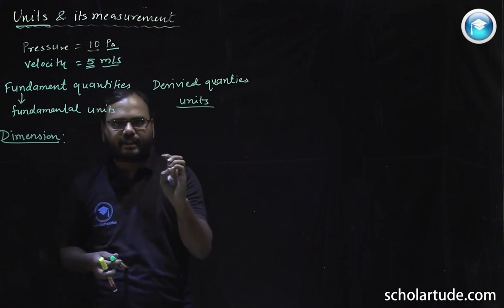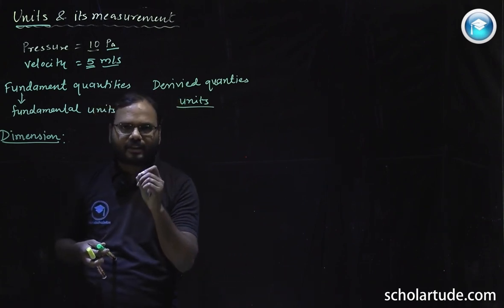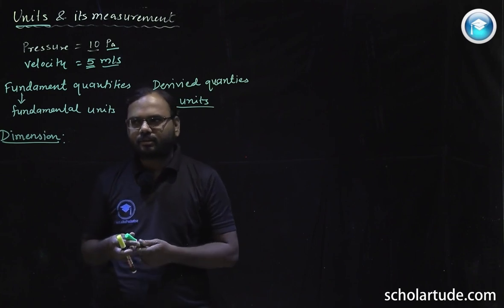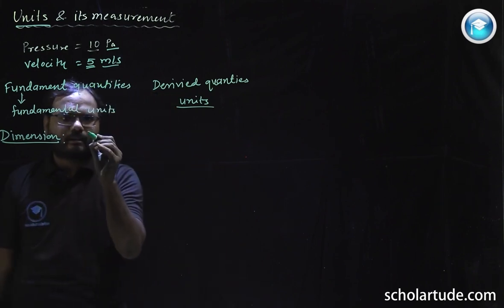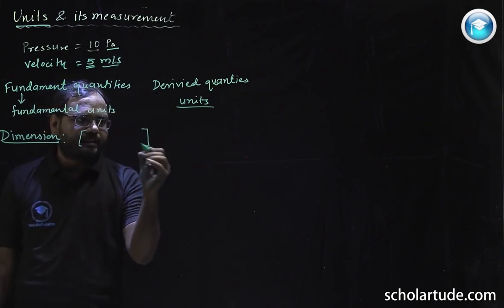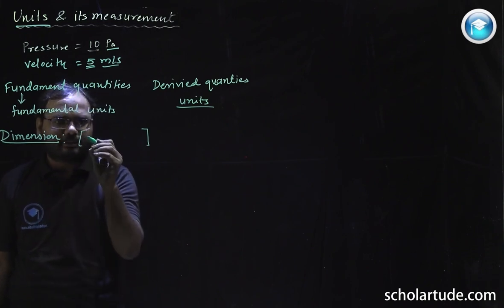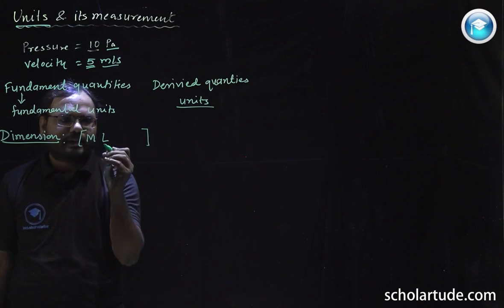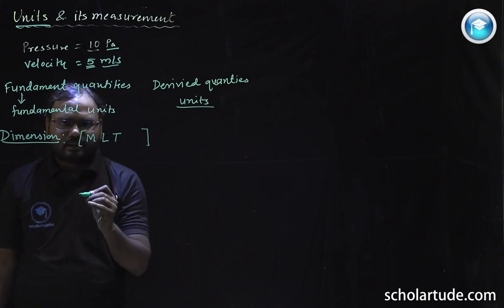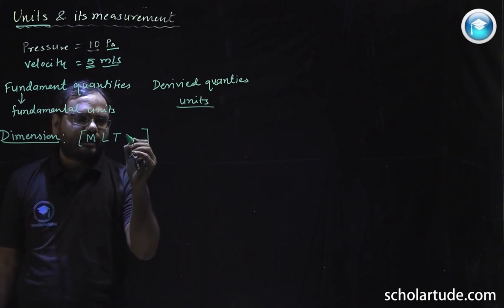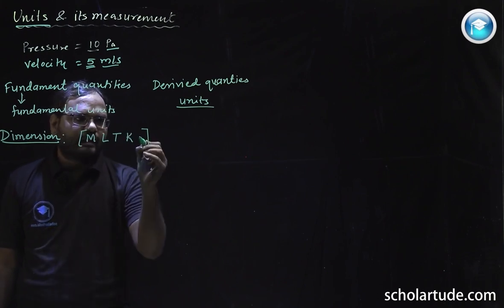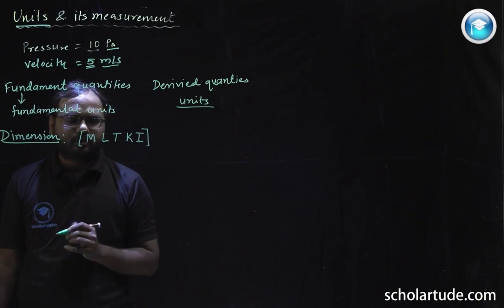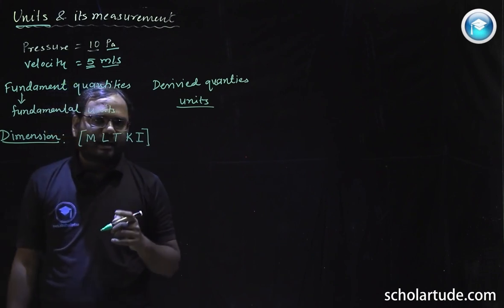A particular symbol is used for representing the dimensions. So dimensions are always represented in square brackets, in terms of these basic fundamental quantities. M for mass, L for length, T for time. If we have temperature, it can be represented by Kelvin. If we have intensity, then it can be represented by I.